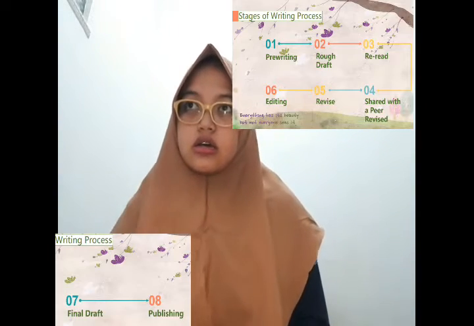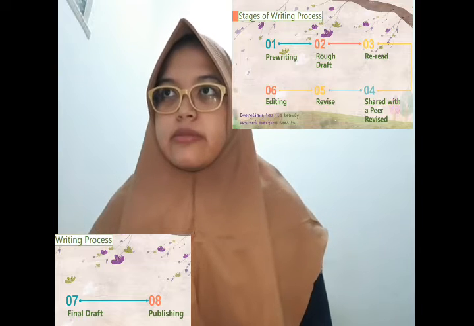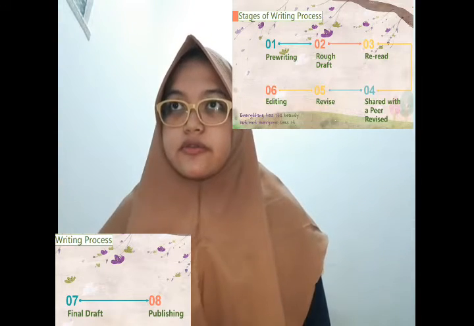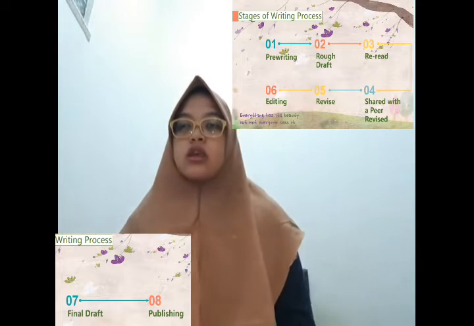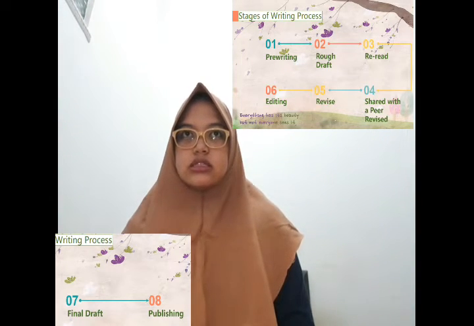Okay, after we talk about components of writing, now we will talk about stages of writing processes. According to Gardner and Johnson in Bin Abdul Aziz and Yusuf 2016, there are 8 stages of writing processes. The first is pre-writing. In pre-writing, students generate ideas for writing. They have to find the topic, and they need to learn more about the topic that they will write about.